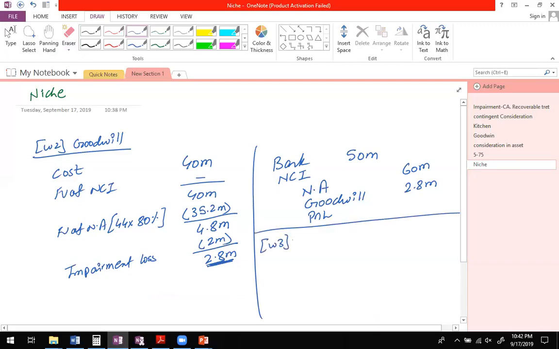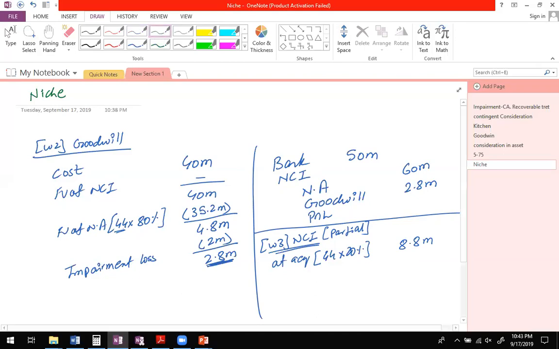To calculate NCI, we will have to solve working 3. And because it is the partial goodwill method, the NCI at acquisition will be $44 million of the net assets into 20%, which is going to be $8.8 million of the NCI at acquisition.